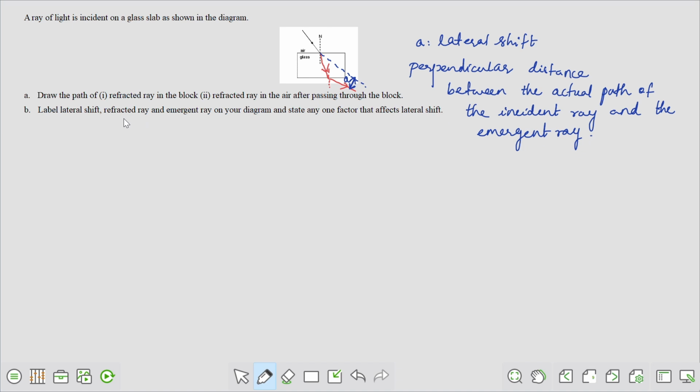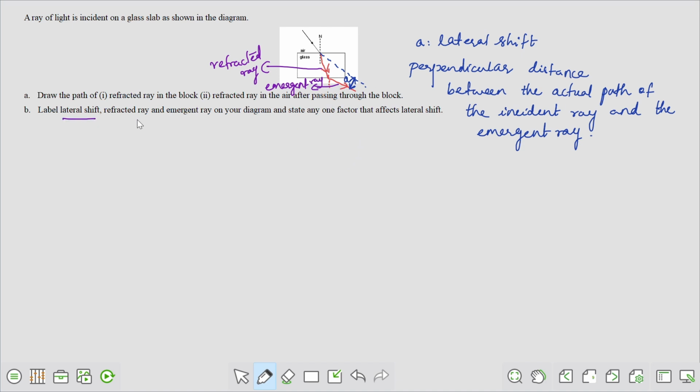Now you have to label the refracted ray. So which one shows the refracted ray here? Yes, this is your refracted ray, and your emergent ray is this one. So draw the diagram neatly in your notebook and label all the points.